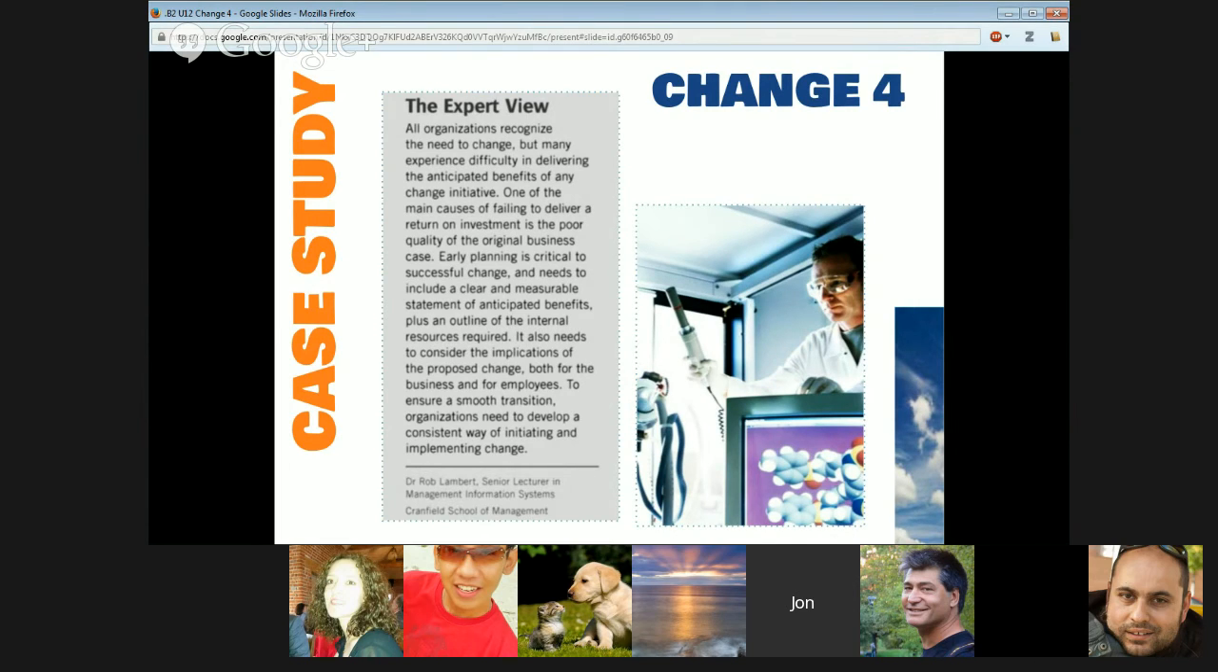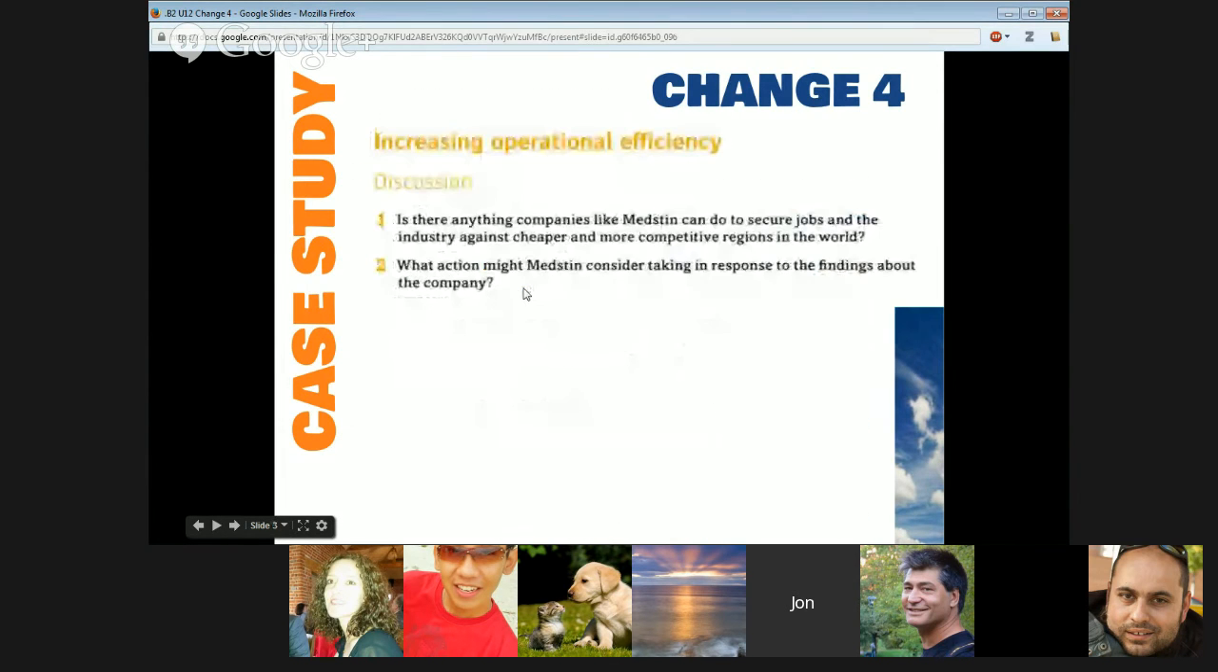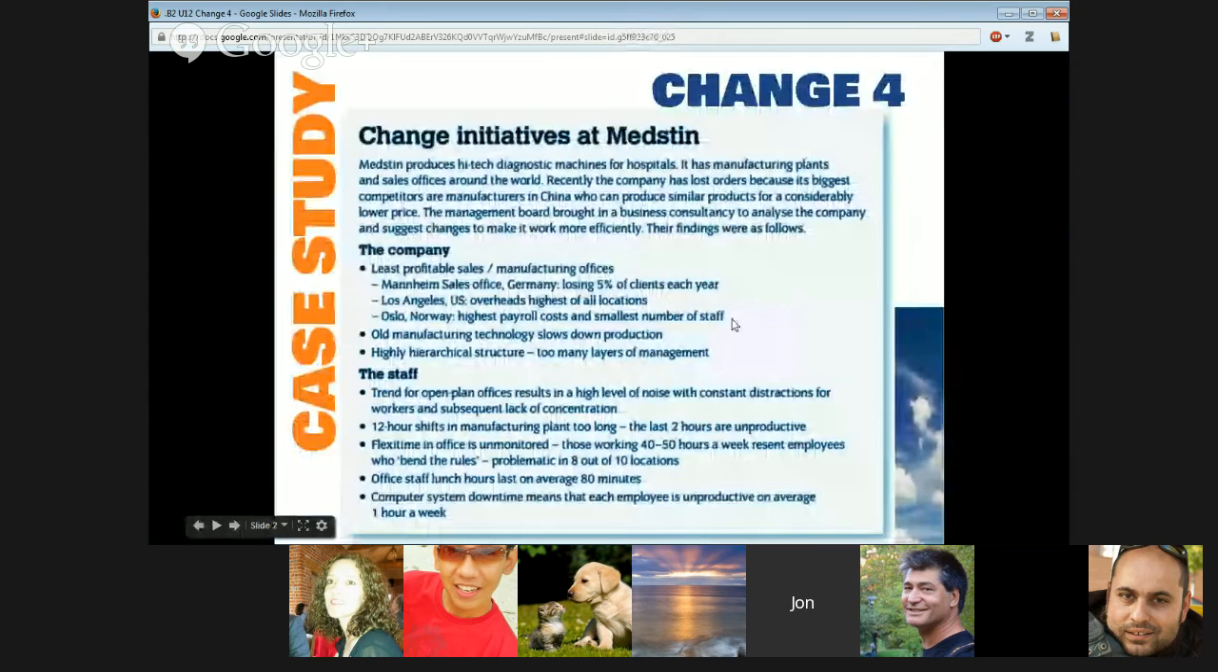All right. I wanted to do that just to give a little bit of background here and to take Dr. Rob Lambert's idea a little bit further. So I think if we keep the SMART idea in mind, we really can't go wrong. Let's go back a page here and let's take a look at a real situation. We're going to read about changes at Medstin, which produces high-tech diagnostic machines for hospitals. These are all real companies, by the way. Jose, can you read the first part for us?